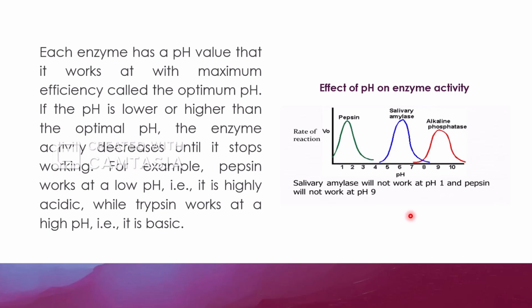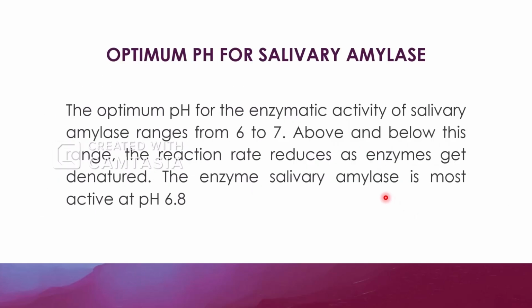Optimum pH for salivary amylase. The optimum pH for the enzymatic activity of salivary amylase ranges from 6 to 7. Above and below this range, the reaction rate reduces as enzymes get denatured. The enzyme salivary amylase is most active at pH 6.8.